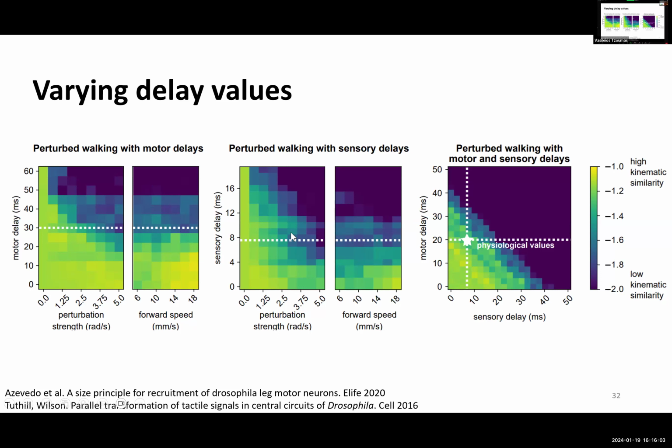And again, the physiological value of sensory delay falls at the same place as the motor one, which is it walks decently for a range of lower perturbations, and then it walks kind of strangely. It's interesting. The physiological limit isn't that no matter what the perturbation is, I'll walk perfectly. And it's also not that as soon as I have the smallest perturbation, I'll collapse, right?